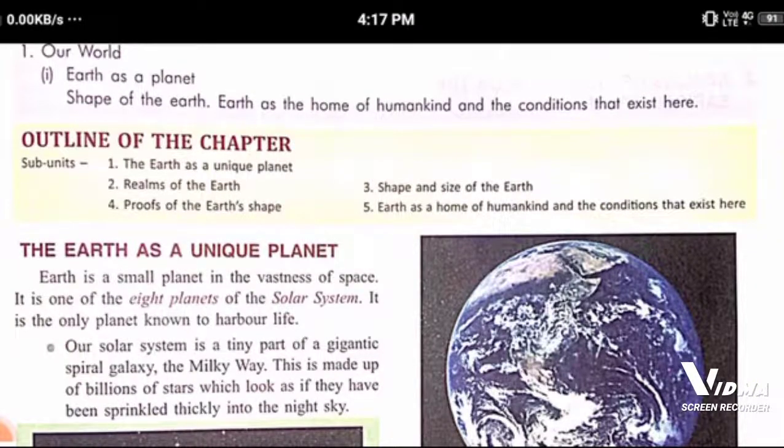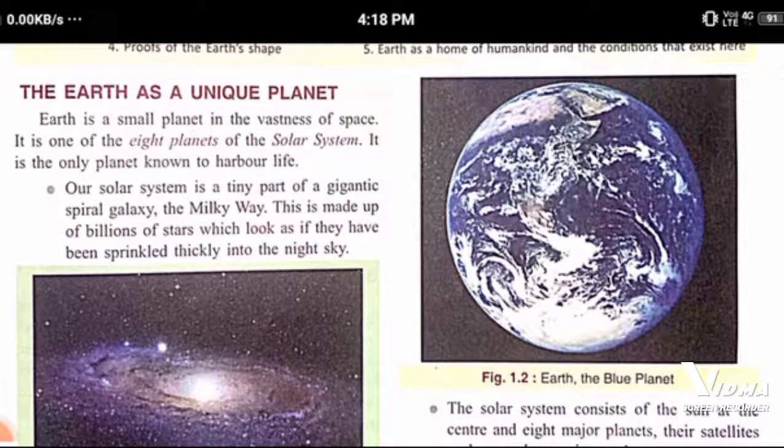In this chapter we are going to discuss the Earth, which is a unique planet, the realms of the Earth, the proofs of the Earth's shape, why the Earth's shape is a sphere only, and the shape and size of the Earth as humankind and the conditions that exist here. As we live on the Earth, we should know about the Earth. This chapter is given just for that.